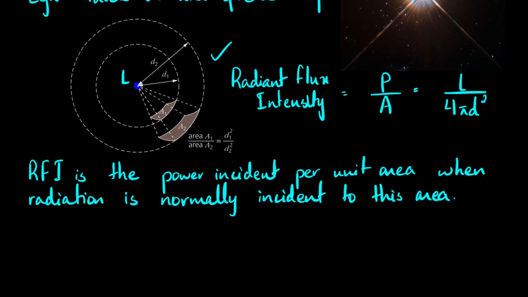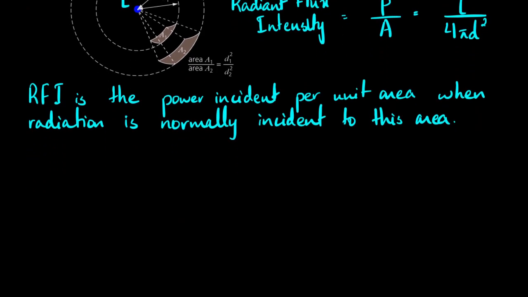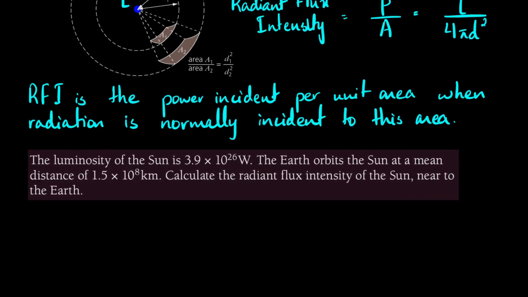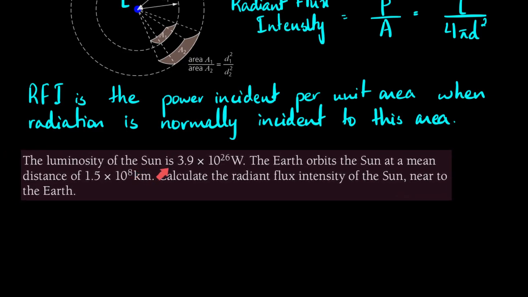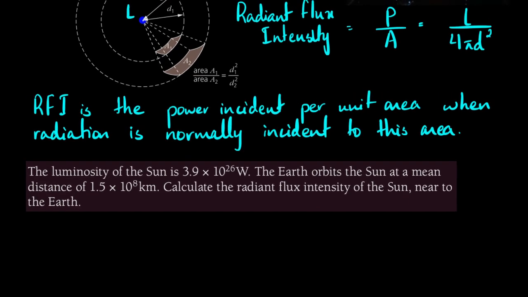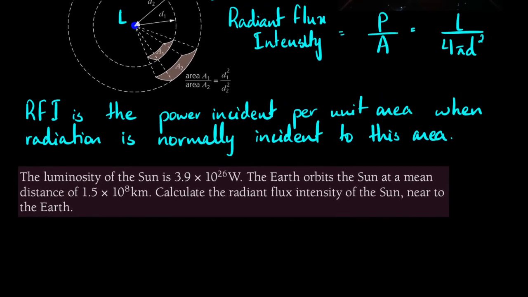Now let's have a look at another question which is related to both of these concepts as a whole. The luminosity of the sun is given. The earth orbits the sun at a mean distance of 1.5 into 10 to the 8 kilometers. Calculate the radiant flux intensity of the sun near to the earth. We just need to use the formula above. I apologize, I should have told you this: the symbol for radiant flux intensity is F, F for flux. So F equals L upon 4 pi d square is what we would have to use.